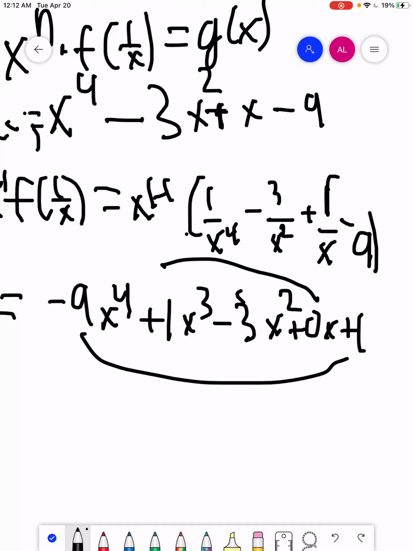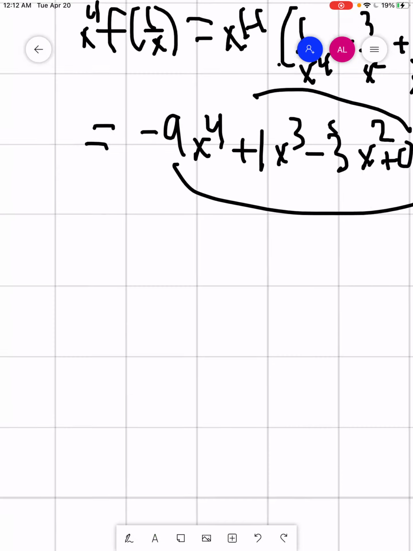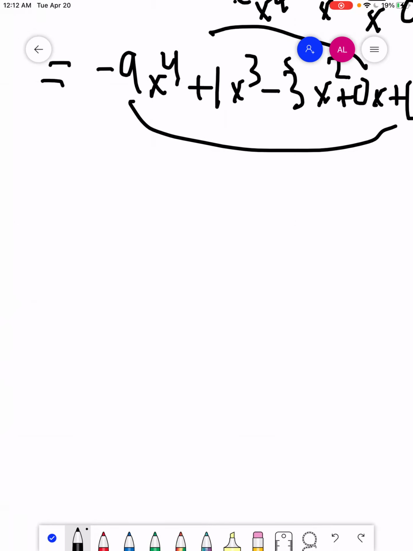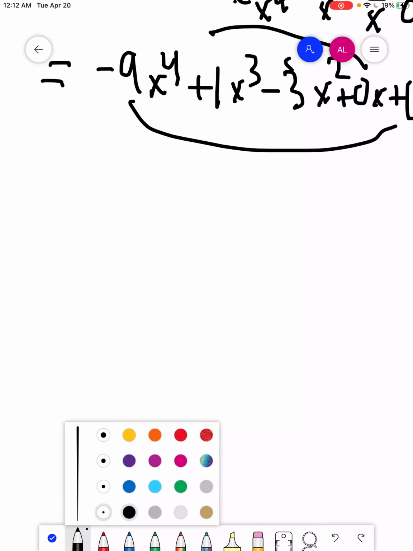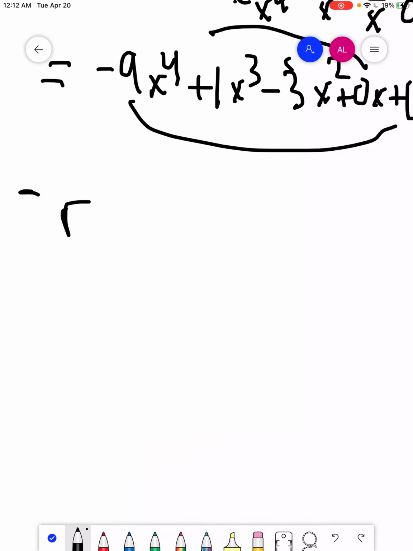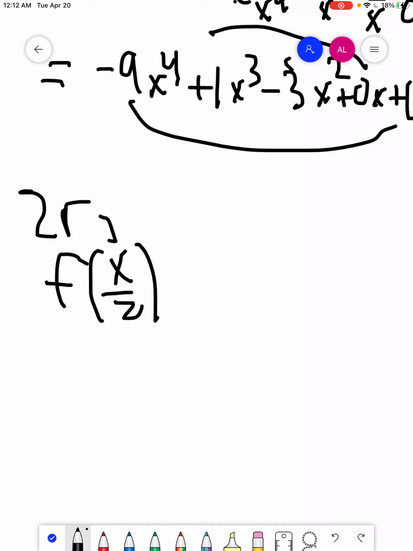Alright, let's say f of x, once again, is an nth degree polynomial, except this time I want the roots 2r. Then I can make the transformation f of x over 2. Just plugging in x equals 2r will give me f of r, which is equal to 0.